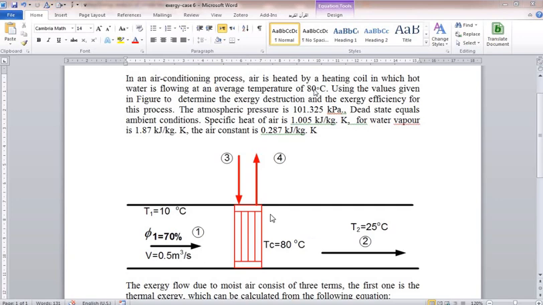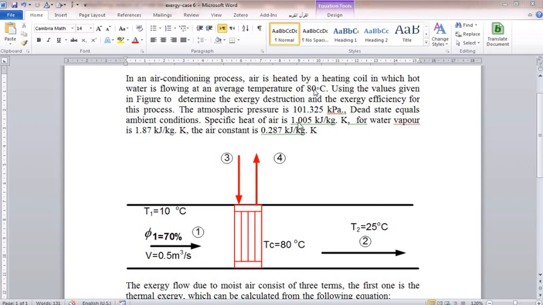نطلع على المعادلات لاحقا. ناخذ المثال: in an air conditioning process, air is heated by a heating coil in which hot water is flowing at an average temperature of 18 degrees centigrade. Using the value given in figure to determine the exergy destruction and exergy efficiency for this process. The atmospheric pressure is 101.325 kilopascal. Dead state equals ambient condition. This means the dead state equals T1 and Phi1.